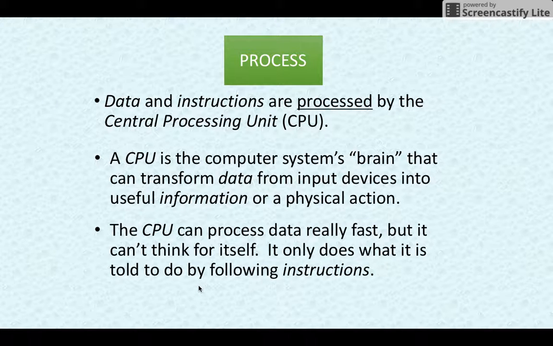internet anymore. So the CPU can process data really fast, but as I said, because it's a computer, it doesn't actually have a brain, it can't think for itself. It only does what it is told to do by following instructions. So all of the input that you're putting in, it just follows whatever you are telling it to do. So if something's not working right, it's because you as the user are telling it to do something incorrectly.